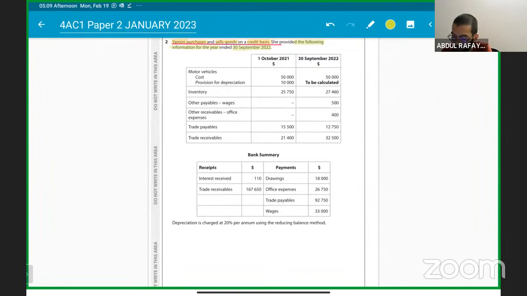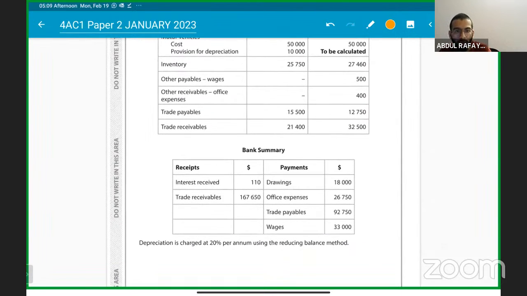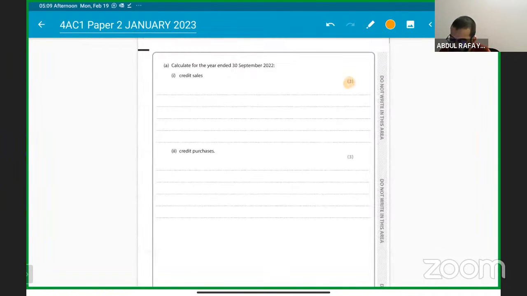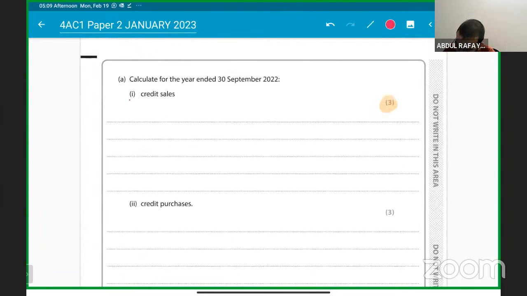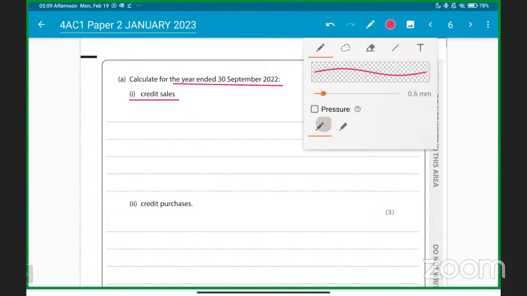So we have opening motor vehicles, inventory, other payables, other receivables, trade payables, trade receivables. We have the bank summary. We'll go through it in detail. The first thing we have to calculate, for 3 marks, is the credit sales for the year ended 30th September 2022. What we need to understand is that they are checking your concept of control accounts as well. Do you know about control accounts?